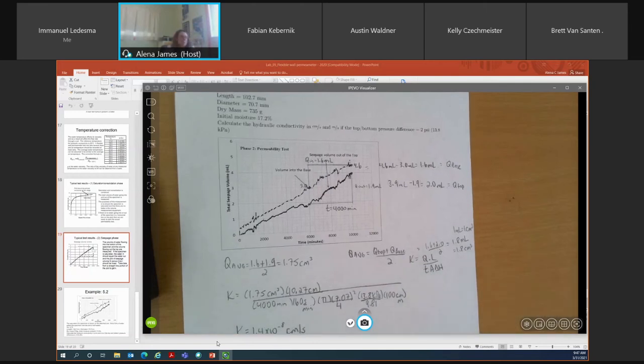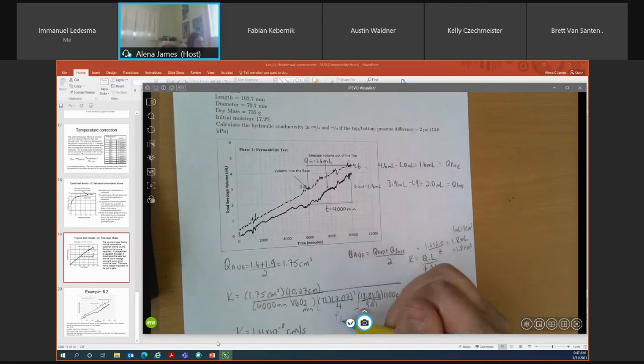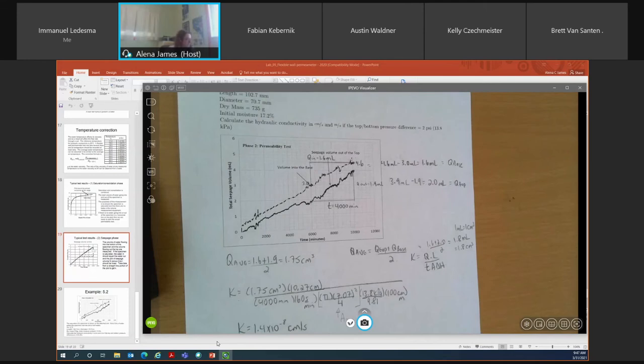I have to convert my minutes to seconds because K is always measured in centimeters per second or meters per second. So to convert minutes to seconds, I multiply by 60 because there are 60 seconds in a minute. This portion of the equation here, I'm calculating the area of my specimen. So the diameter was provided, and I converted my diameter to centimeters, and then I'm calculating what the area of my specimen is. And then my final conversion is I have to calculate what my delta H is.